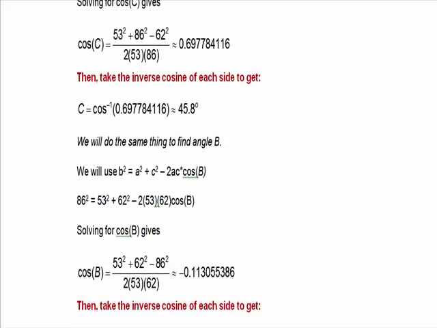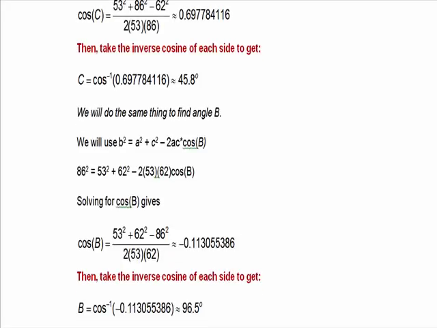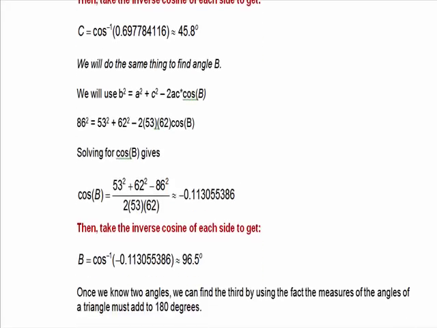Now I'm going to do the same thing to find a second angle. I chose to find angle B. So I used b squared equals a squared plus c squared minus 2ac cosine of B. You might be wondering about this, I put the little multiplication symbol in here. I thought it was going to look kind of goofy, looking like ac cos b, that it might be hard for people to see. So now if I substitute in, I end up with 86 squared is 53 squared plus 62 squared minus 2 times 53 times 62 cosine of B.